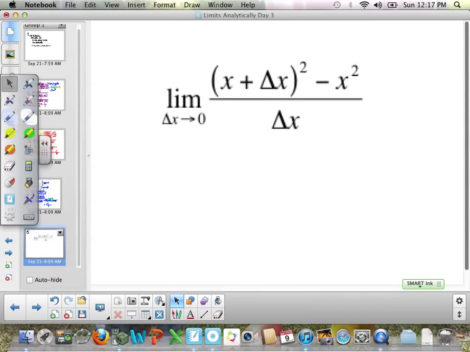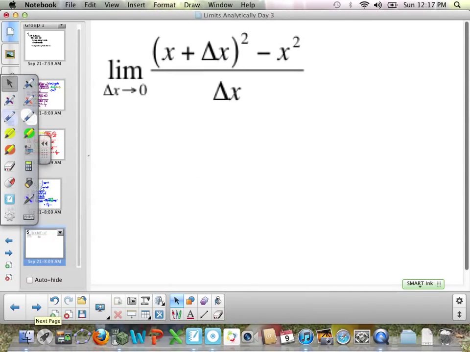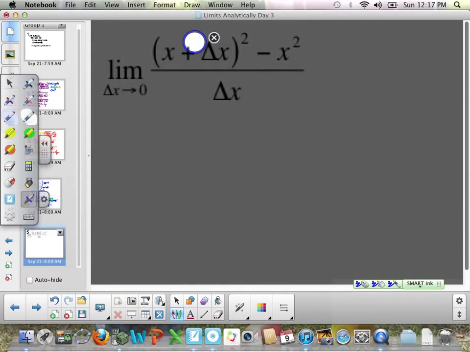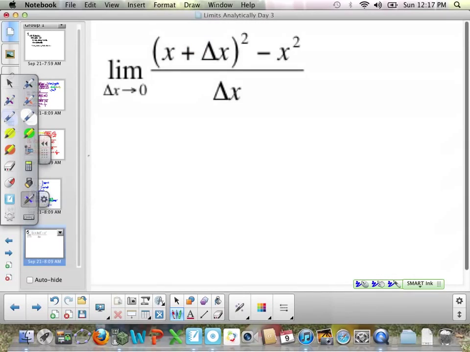And finally, this is, again, not a radical one, so we're not going to have to do a rationalization, but we are going to need to simplify it. Because if we plug in 0 for delta x, which means change in x, we get x squared minus x squared up top, which is 0 over 0. So what we do to simplify this one, we'll square this out. And that means we're going to multiply it by itself.